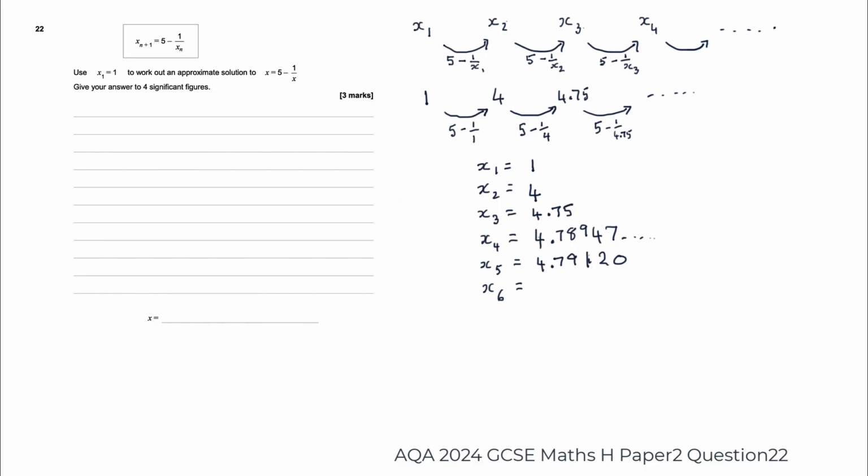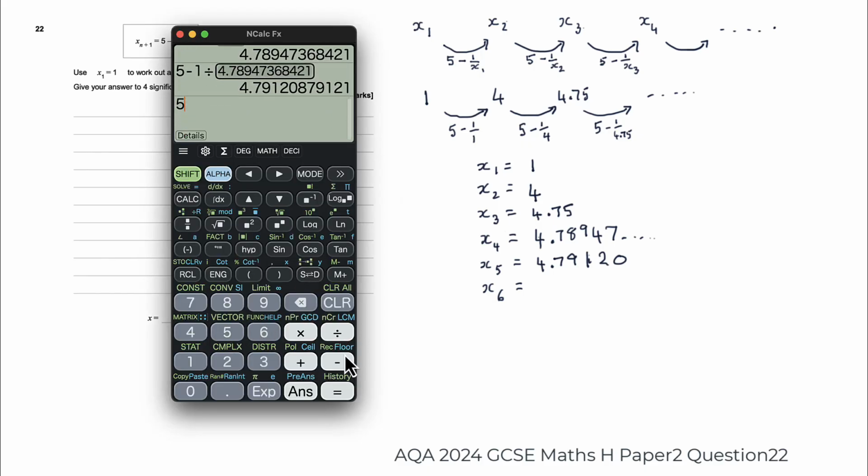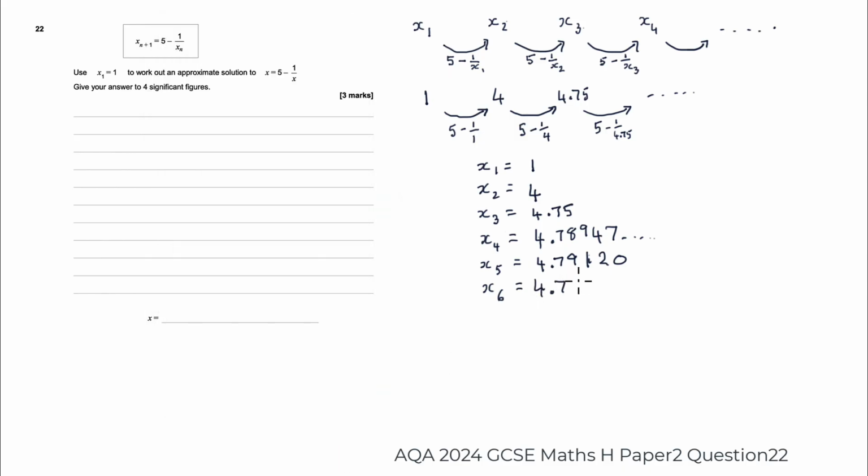Let's look at the next calculation. 5 minus 1 divided by that previous answer. And we've now reached 4.79128.